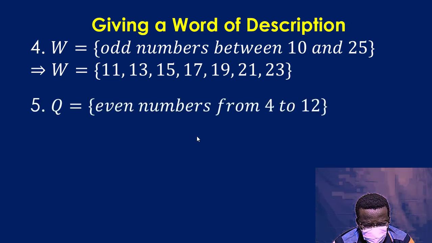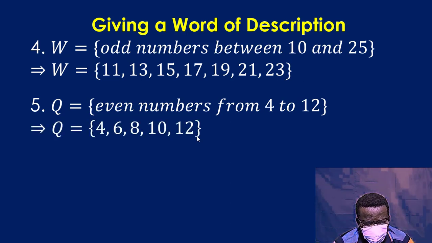5. Q is equal to even numbers from 4 to 12. Alright, you already know even numbers are numbers that are what? Perfectly divisible by 2. Or they are whole numbers that are perfectly divisible by 2. Alright, so even numbers from 4 to 12 would include the set of elements Q is equal to 4, 6, 8, 10, and of course 12.